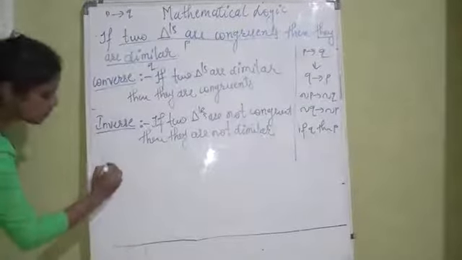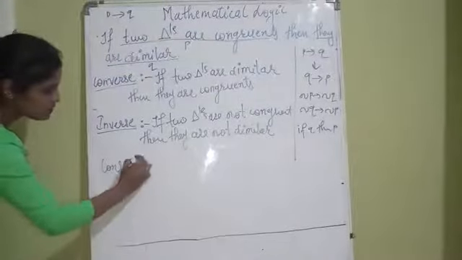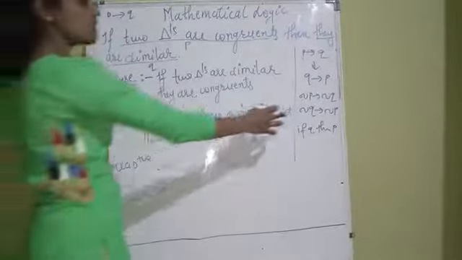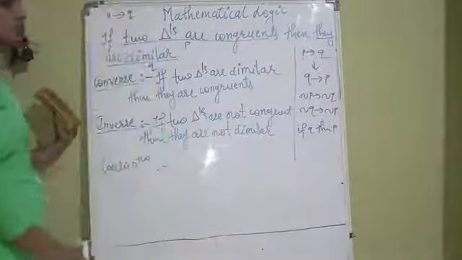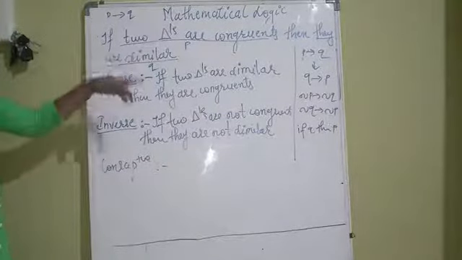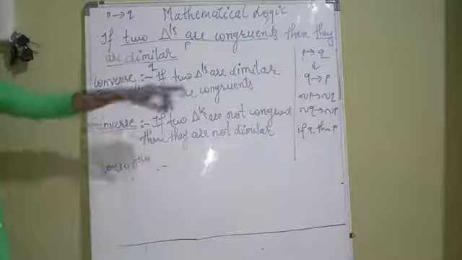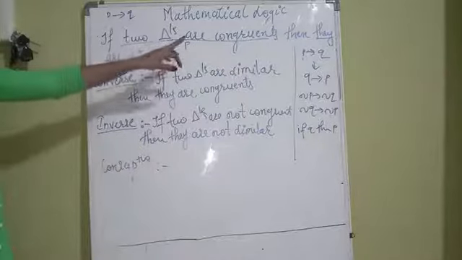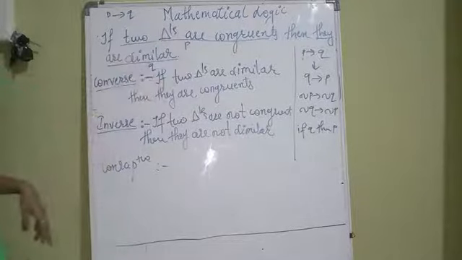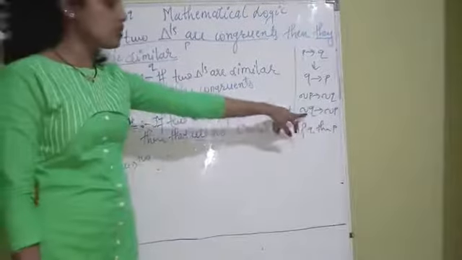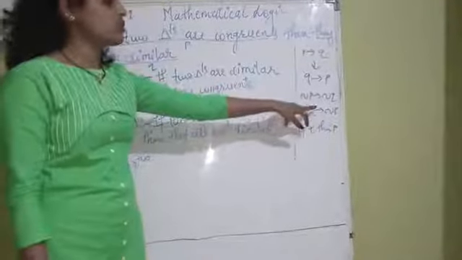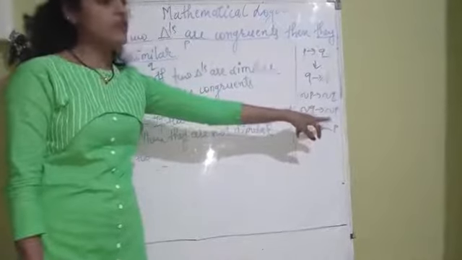Next is the contrapositive. So what is the contrapositive? Negation of Q implies negation of P. Our Q statement is "they are similar", and negation of Q means they are not similar. P means two triangles are congruent, and negation of P is two triangles are not congruent. So negation of Q implies negation of P means if negation of Q, then negation of P.